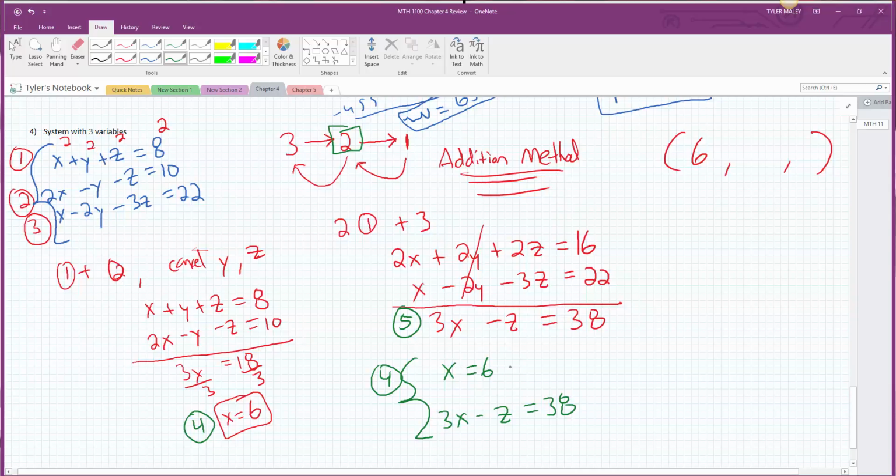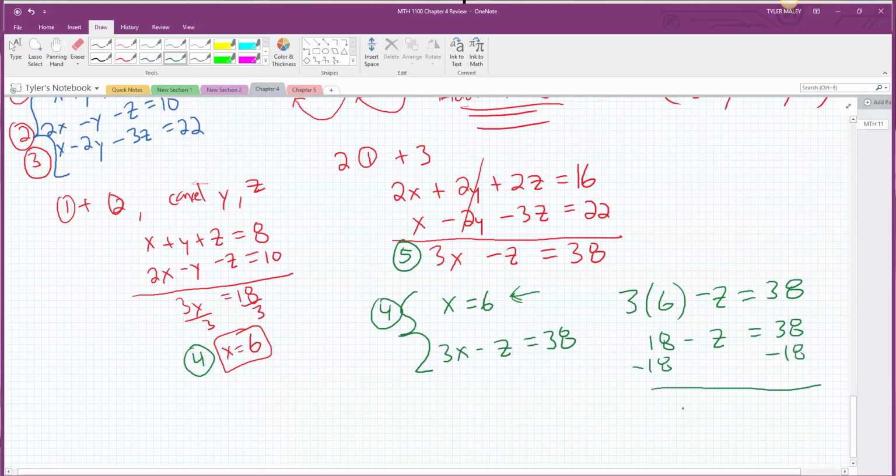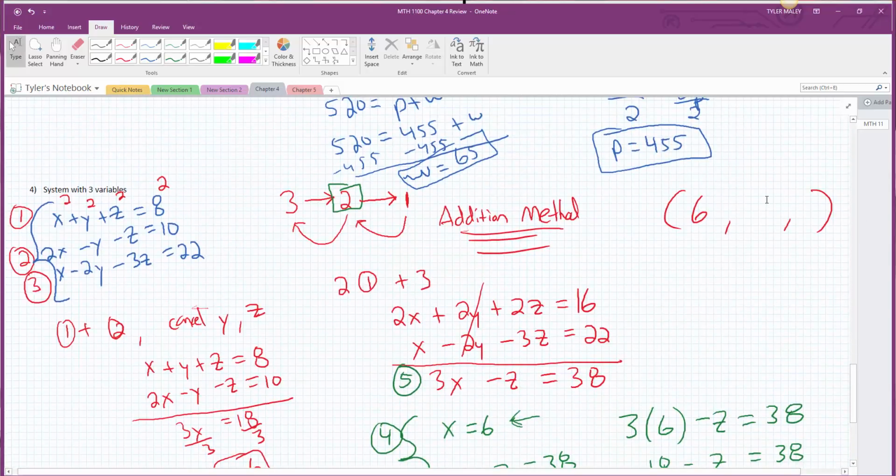So substitution makes it easy here because I already know x equals 6. So if I substitute this in here, I can find z. So I'd have 3 times 6 minus z equals 38. So I get 18 minus z equals 38. So if I subtract 18 from both sides, I get negative z equals 20. So z equals minus 20. Right? So z is minus 20.